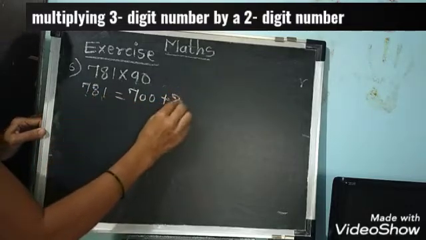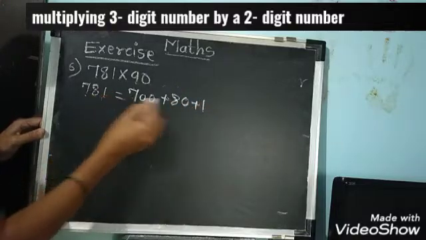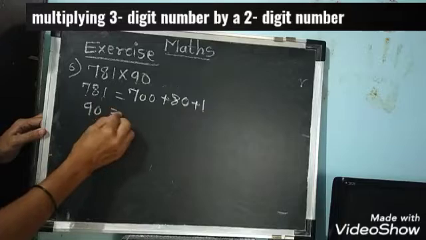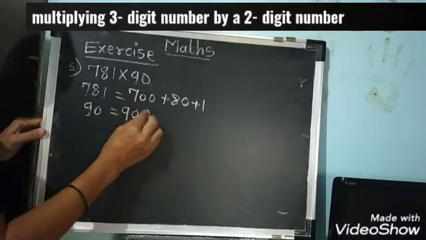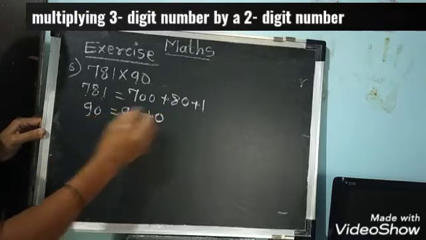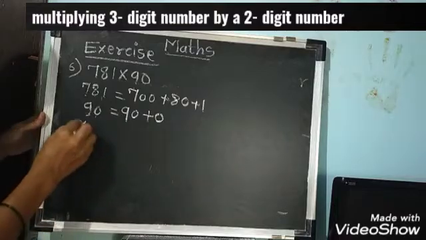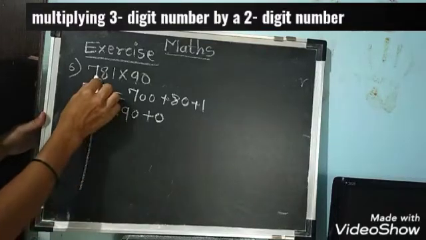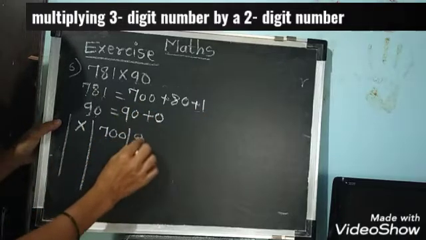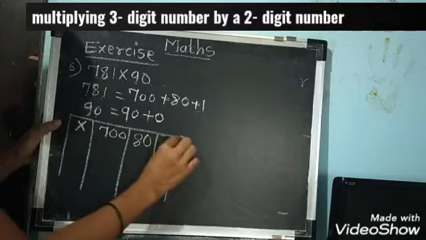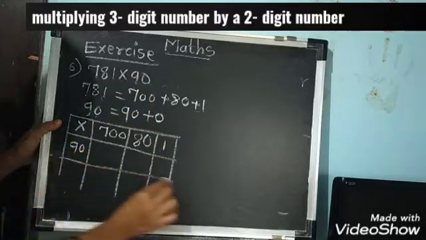Then 8. After 8 only one digit, so 1 zero. Then 1. After 1 no digit, so don't write 0. See 90. What do we write first? 9. After 9 one digit is there, therefore 0. Then this 0. After this 0 no zeros, so don't write zeros. Okay, now make boxes. Multiplication sign. First number is 781. Write down its expanded form. Okay, close the box. 90 we have to write in this way: 90 plus 0.